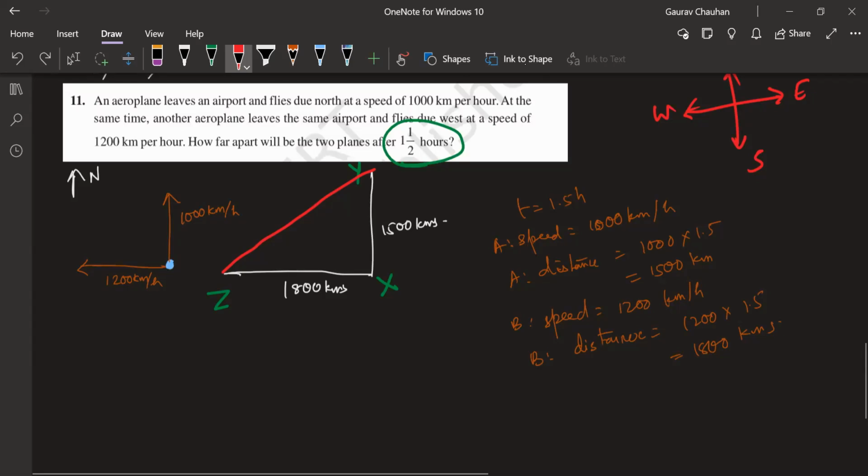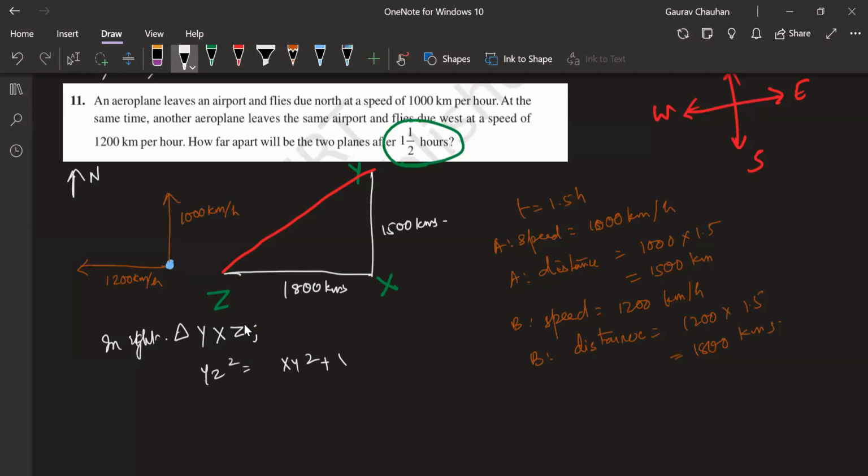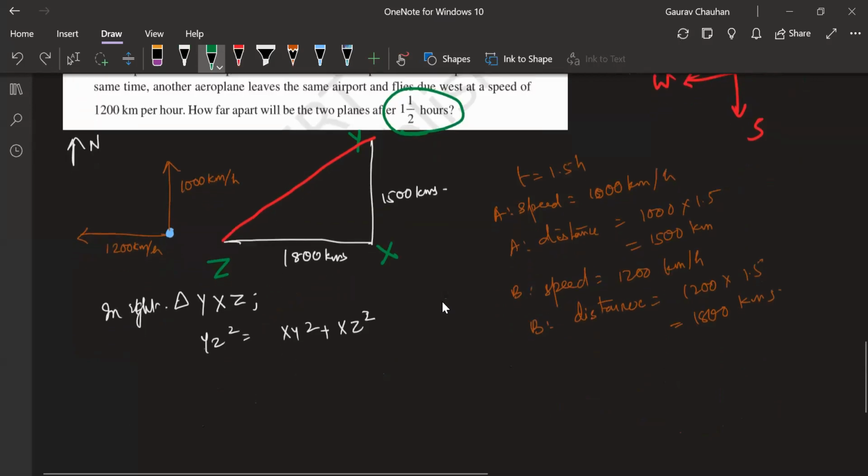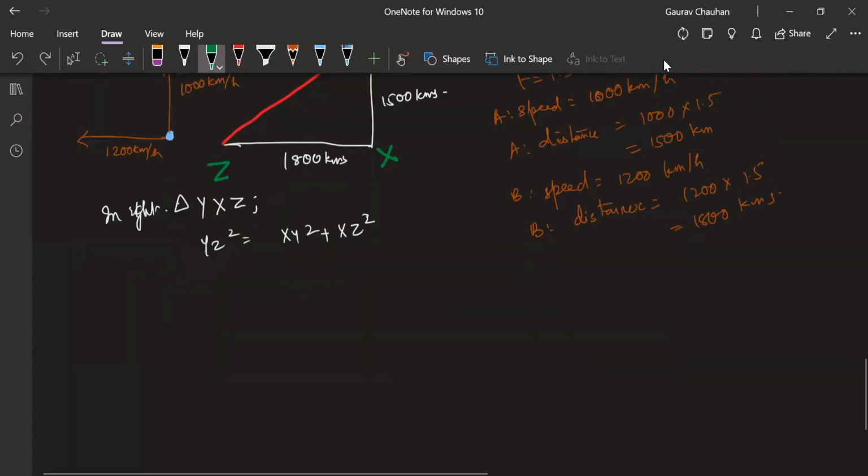Can I get a fist to 5 in the chat box from everyone? It's going to move us into right triangle YXZ. I will have YZ square is equal to XY square plus XZ square. This is because of Pythagoras theorem, because basically this understanding comes from north and west being at right angles to each other. That's what is giving us this particular understanding.